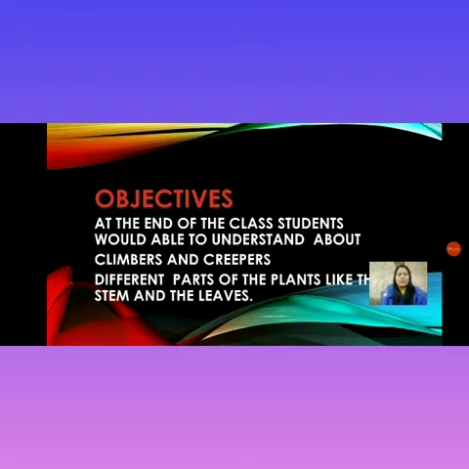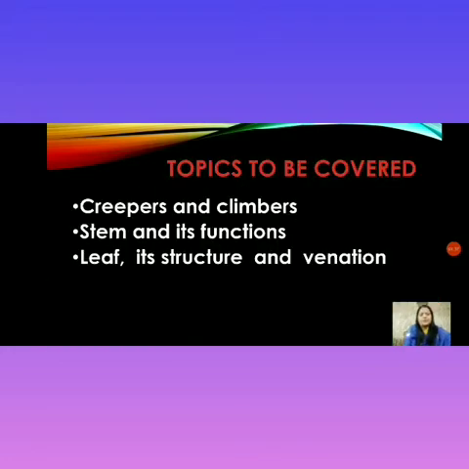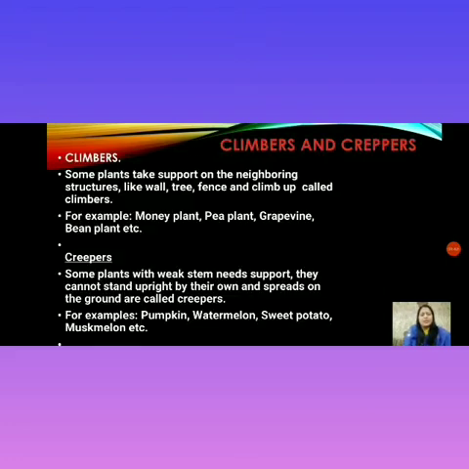The objectives are: at the end of the class, students would be able to understand climbers and creepers. They would be able to understand the different parts of the plants like the stem and the leaves. So today we shall be covering these topics: creepers and climbers, stem and its functions, leaf, its structure and venation. So let's start with climbers and creepers.